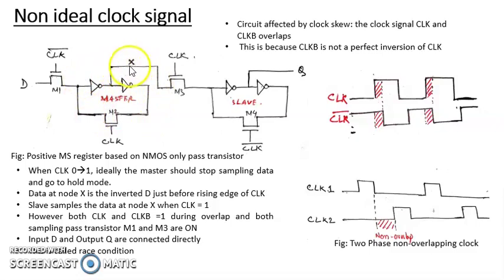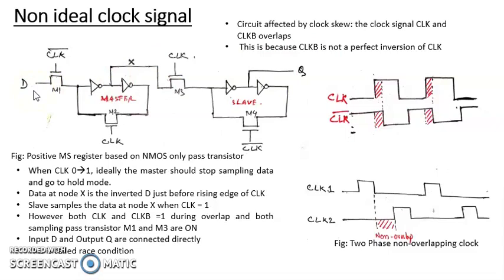The data at node X is the data D after passing through this inverter just before the rising edge of the clock. Now when the clock is 1, the slave stage should start sampling of the data and the value of X is to be copied at the output Q. However, because of the overlapping in the clocks, both clock and clock bar will remain high for a small duration of time, and during that period M1 and M3 both will remain in on condition. So that means Q is connected to the input during this period.